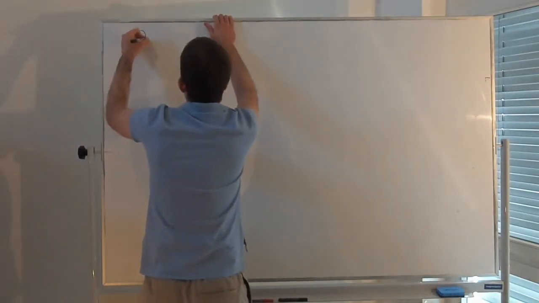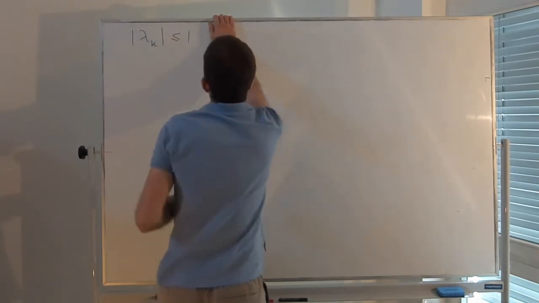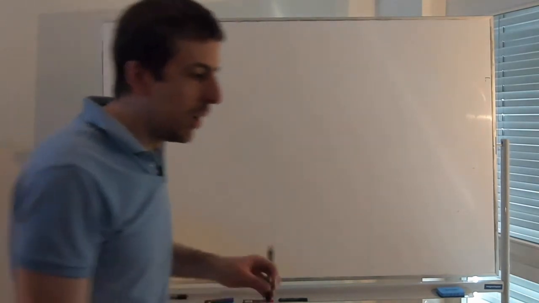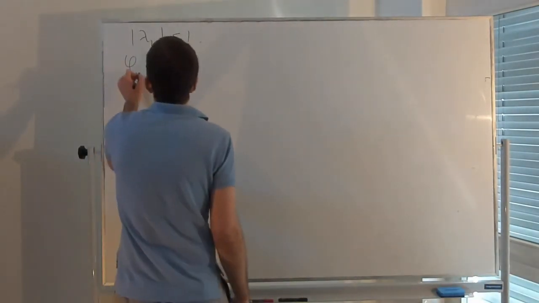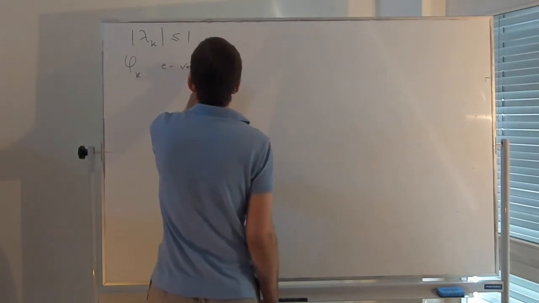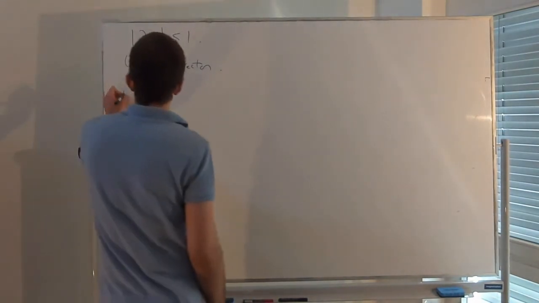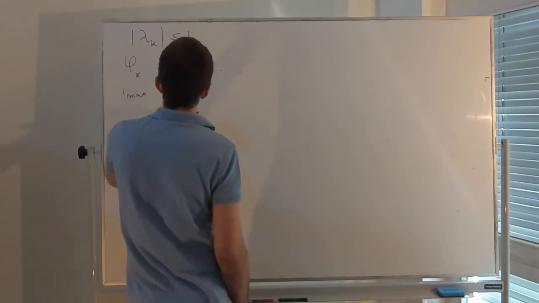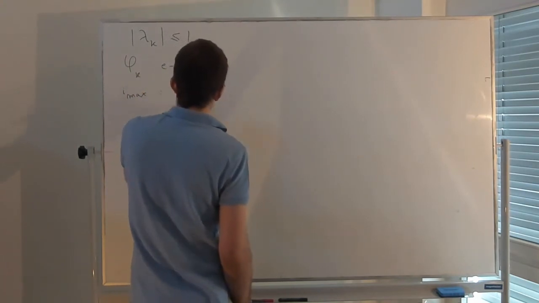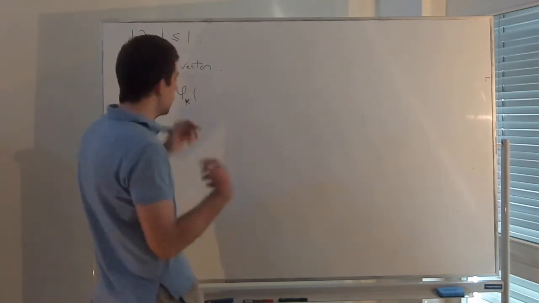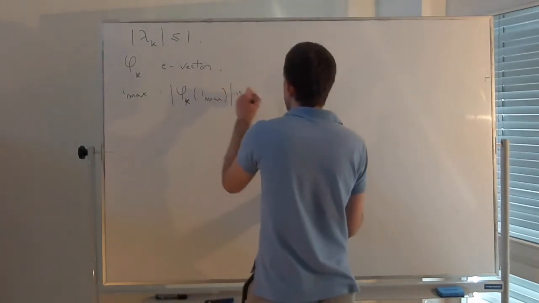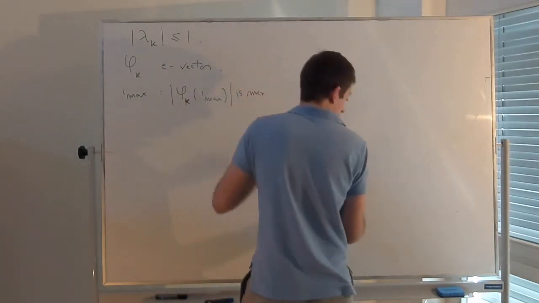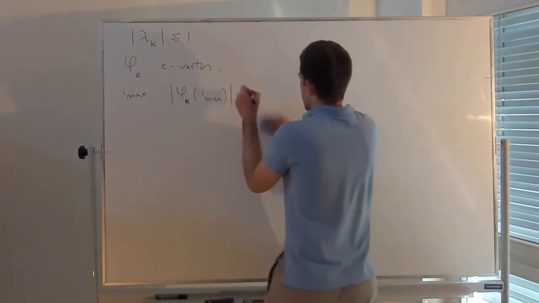Okay, so let's prove that all the eigenvalues are actually smaller or equal than 1. There's a very simple argument for this. Take phi k, the associated eigenvector, and take I max, the entry such that phi k has the largest entry in absolute value. I max is the largest.